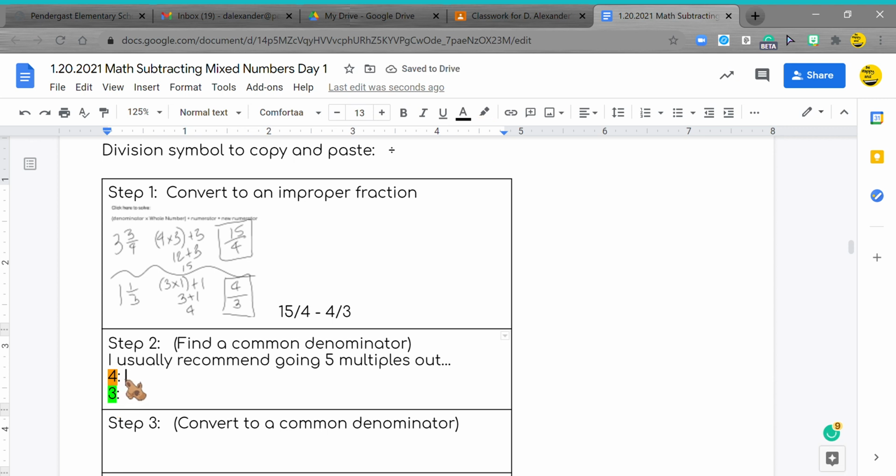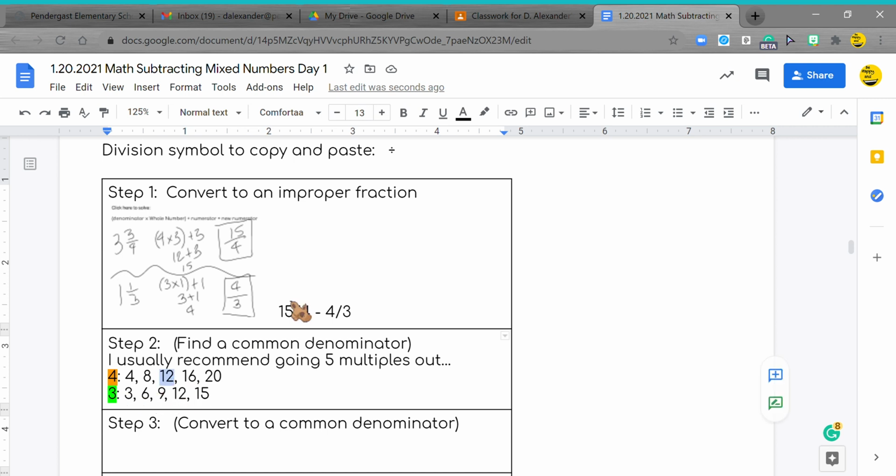Now remember, find your multiples up to 5. 4, 8, 12, 16, 20. Do the same thing with 3. Find your multiples. 3, 6, 9, 12, 15. Now I'm going to look at both sets of multiples and find which one they have in common, and which is the smallest one they have in common. So I'm going to look, do I have a 4? Nope. Do I have an 8? Nope. Do I have a 12? Yes.